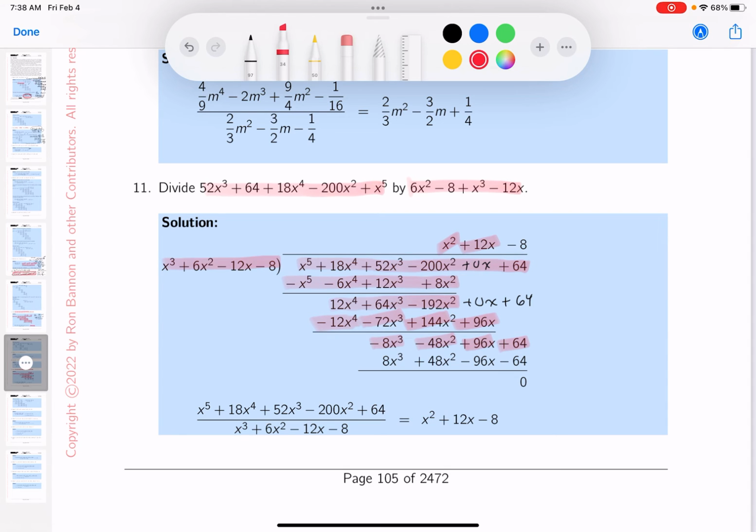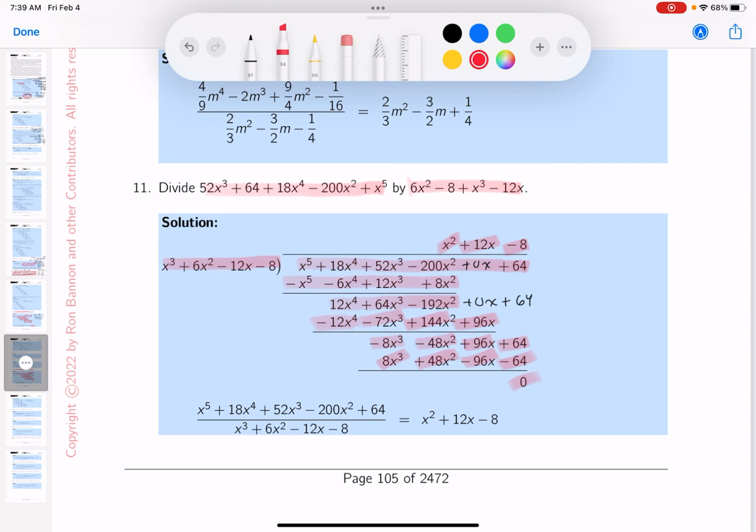Match again. What times x cubed would match the minus 8x cubed? It would be minus 8. Multiply it out, change the signs. What are you going to get? 8x cubed, 48x squared. Let's keep going. Yep, minus 96 and 64. This is pretty good. Remainder of 0.